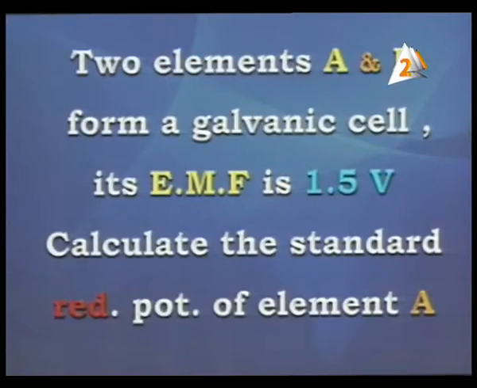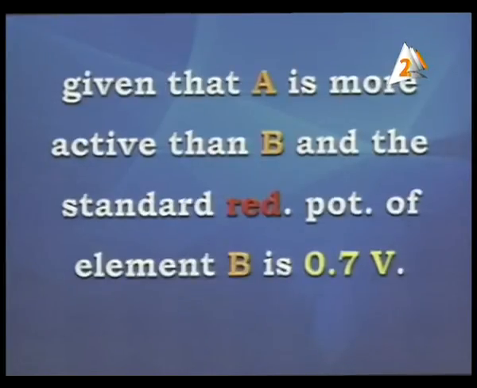Next type of question, my dear student: two elements A and B form a galvanic cell. Its electromotive force is 1.5 volt. Calculate the standard reduction potential of element A, given that element A is more active than B and the standard reduction potential of B is 0.7 volt.